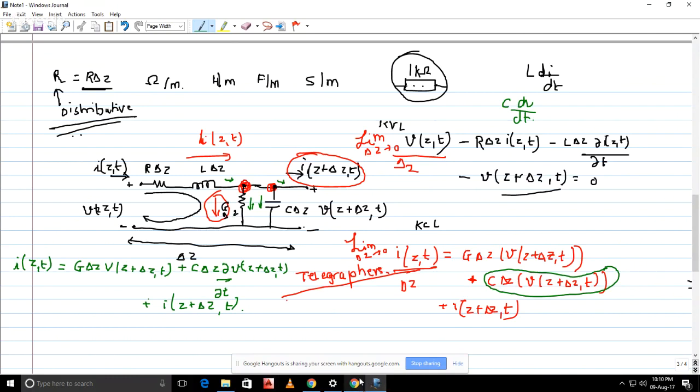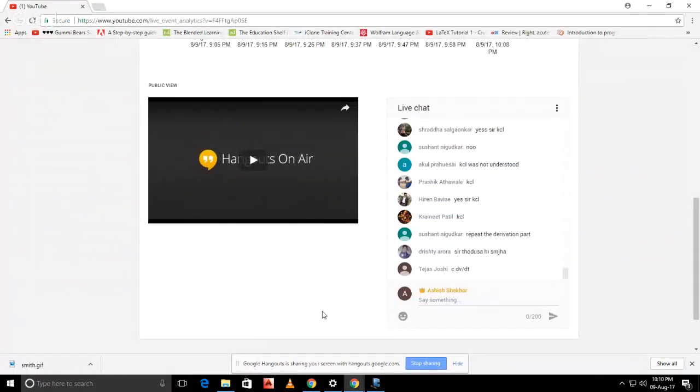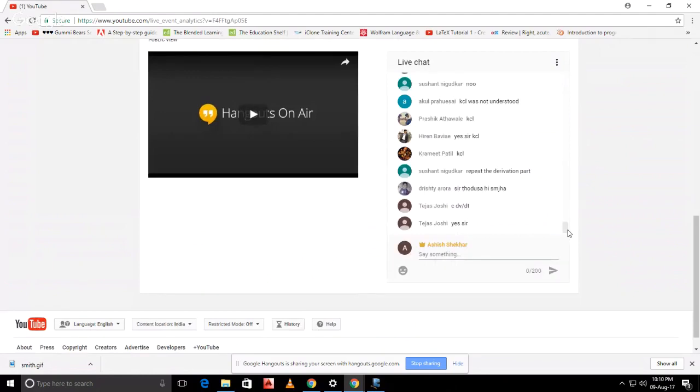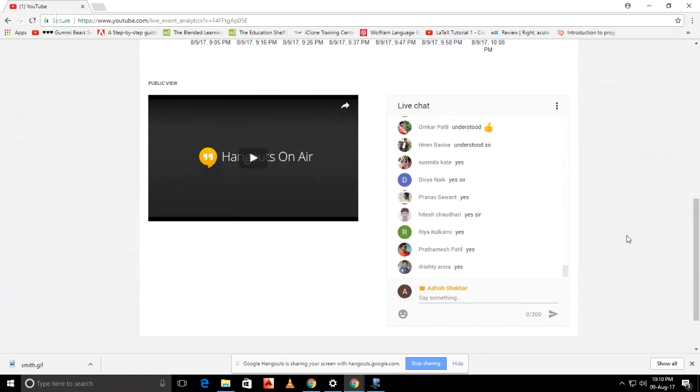Now, how many people have understood this equation? How many people understood the KCL equation? Did KCL make sense? Oh, one more fallback. Omkar, did you understand? Yeah, okay, good. He understood. Drishti, did you understand now? Yeah, good. Pratik also understood. Nikhil understood. Shubham understood. Good.